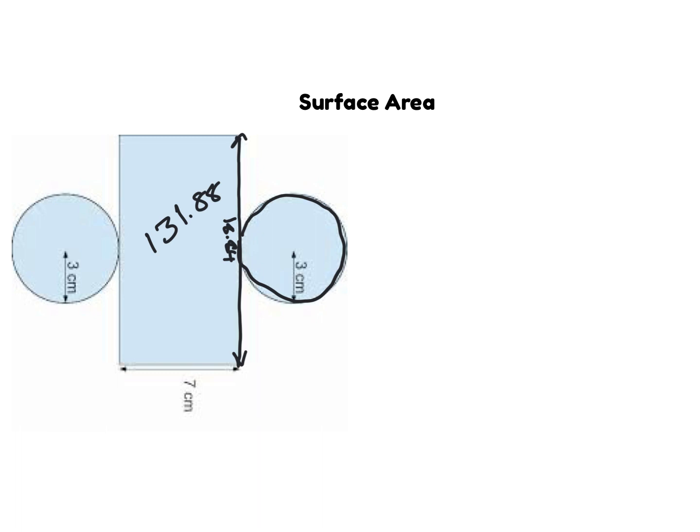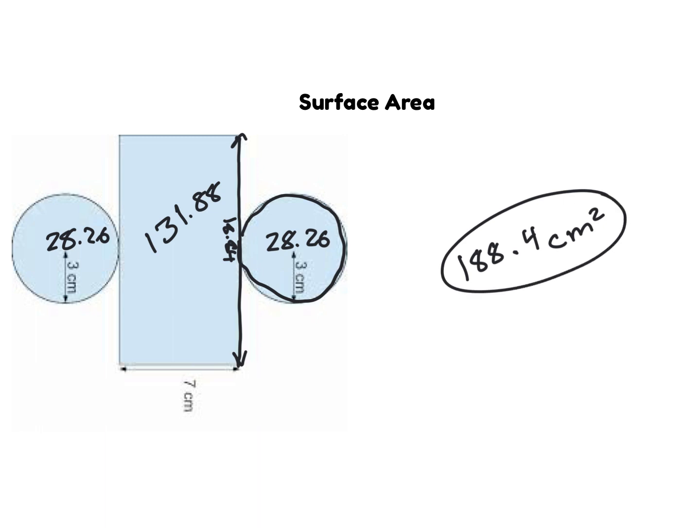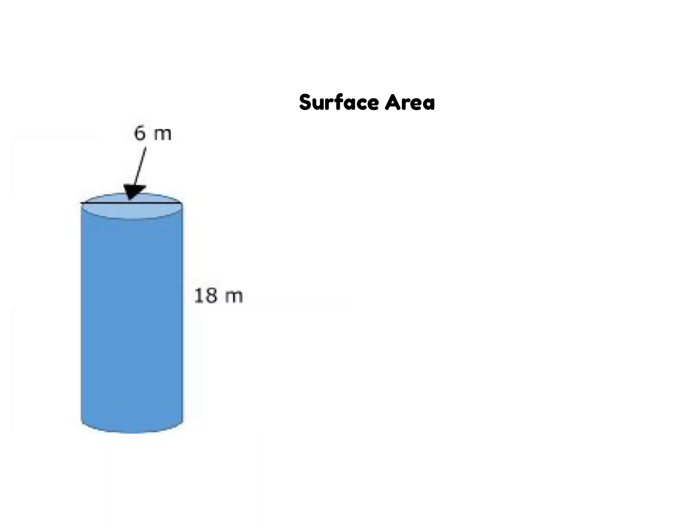Area is 3.14 times the radius squared. So I have 28.26 and 28.26. I didn't do that problem twice. I just knew that they were going to be the same. And now I'm going to add all three of these numbers up for a total of 188.4 centimeters squared. Let's do another one.